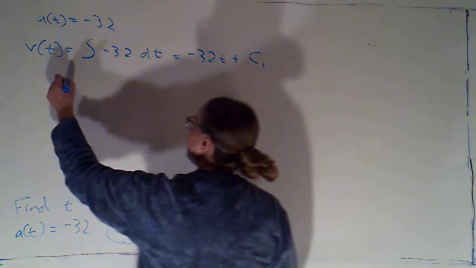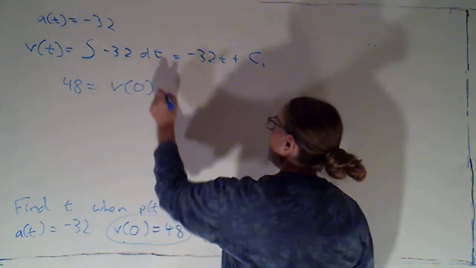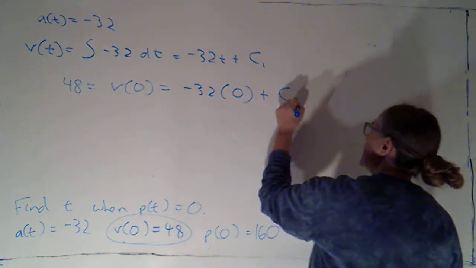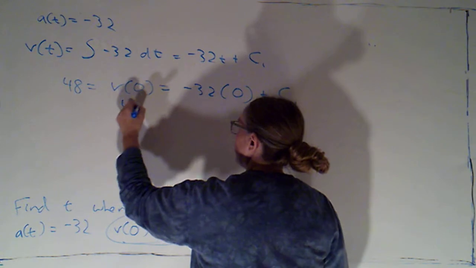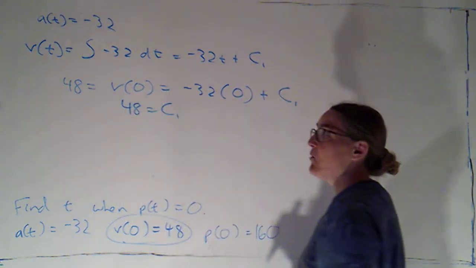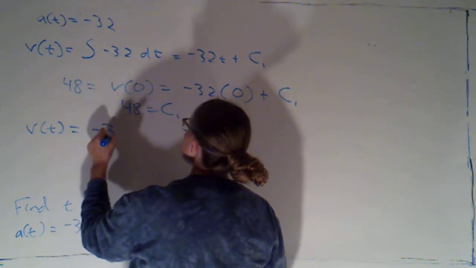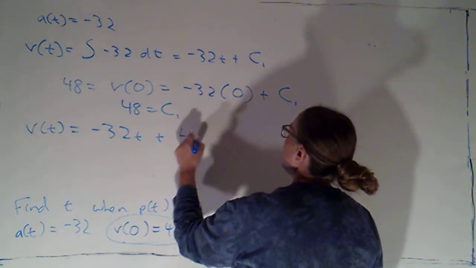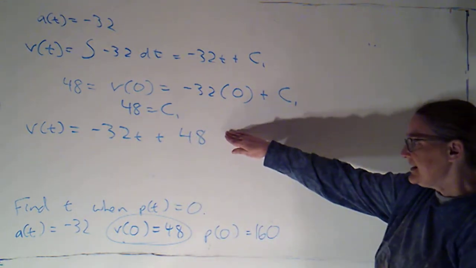So I can say 48, that's what I get when I plug in 0. But when I plug in 0, I get negative 32 times 0 plus c1. Well, that simplifies to 48 is equal to c1. So I'm able to say v of t, my velocity, is negative 32t plus 48. So I've got my velocity.